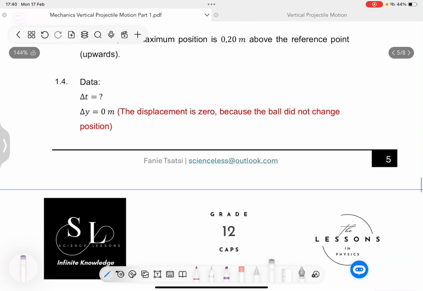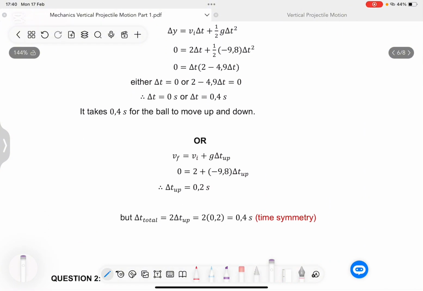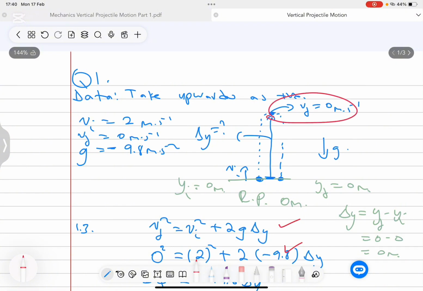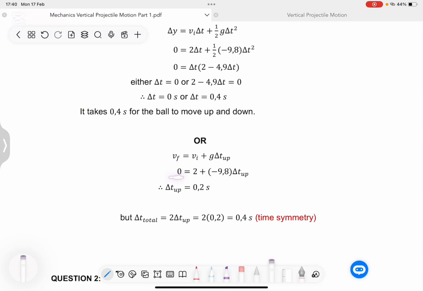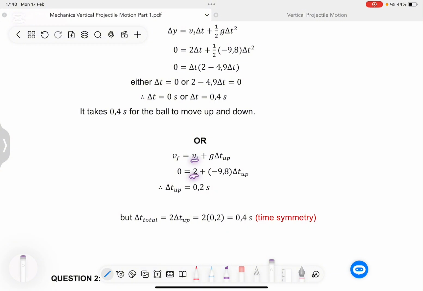That is to say that you can actually use this equation here: the final velocity is equal to the initial velocity plus the acceleration times the change in time it takes to go up. In other words, we use the final velocity here, which is 0, and it equals the initial velocity, the 2, right? The initial velocity is the 2, and the acceleration is 9.8 because we chose that as 9.8.